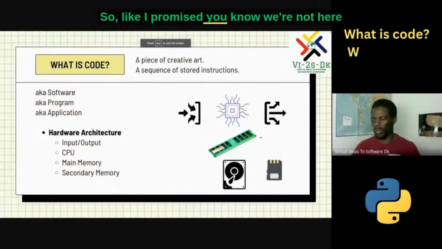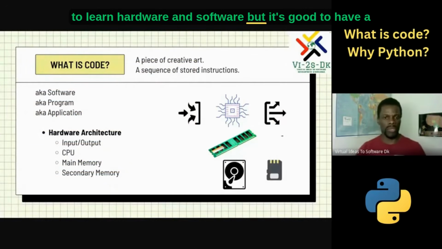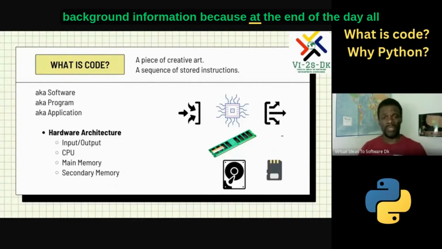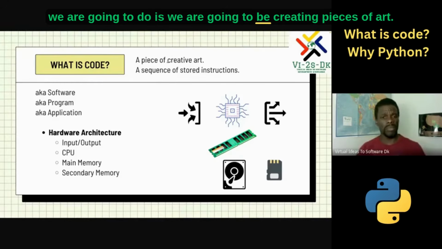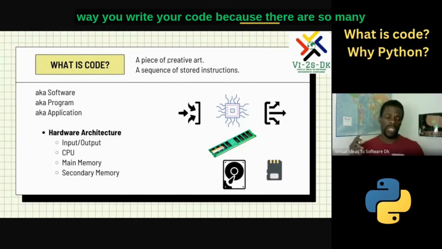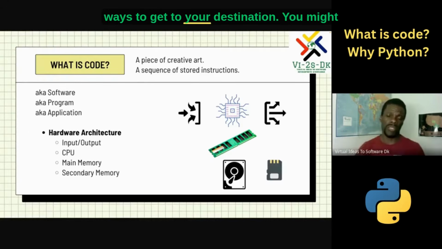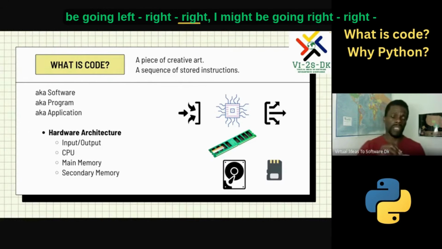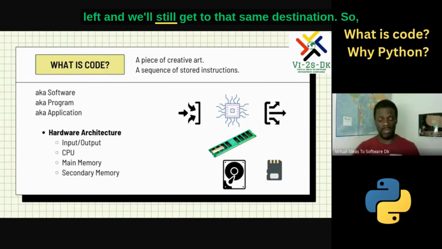So like I promised, we're not here to learn hardware, software, but it's good to have background information, because at the end of the day, all we are going to do is create pieces of art. The way I write my code will be different from the way you write your code, because there are so many ways to get to your destination. You might be going left, right, right. I might be going right, right, left, and we'll still get to that same destination.